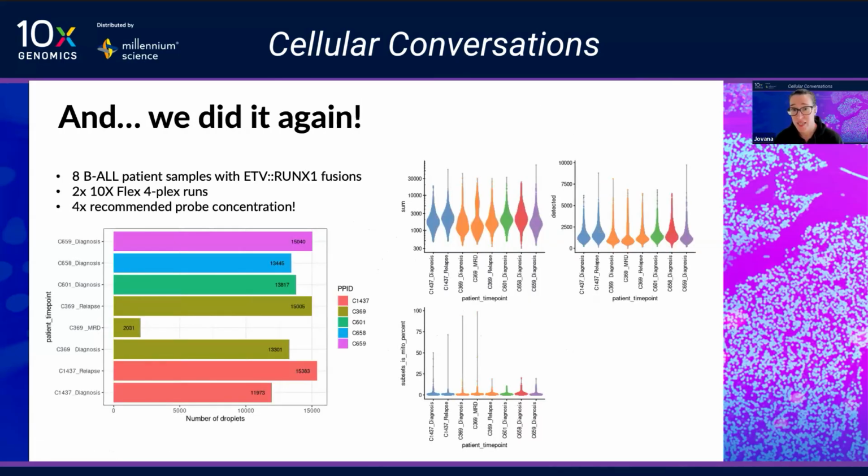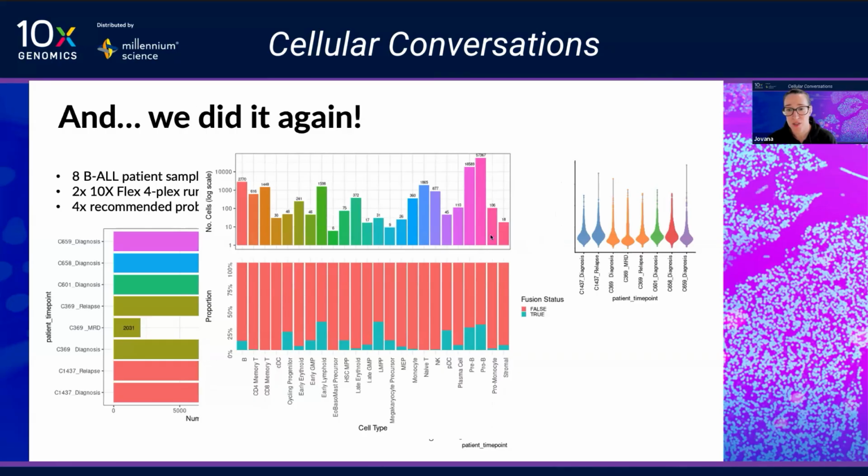And we managed to do it again in a second experiment. This is now in more patient samples, all B-ALL with ETV6-RUNX1 fusions. We ran 2 fourplex runs. As I said before, this time we included 4 times the recommended probe concentration. You can see here that for each of our samples, we're getting lots and lots of cells, more than 10,000 cells per sample, apart from this MRD one down here, which had a very low input number. So this wasn't due to the experiment or anything like that. And the quality also looked really good. So we were very pleased with this.